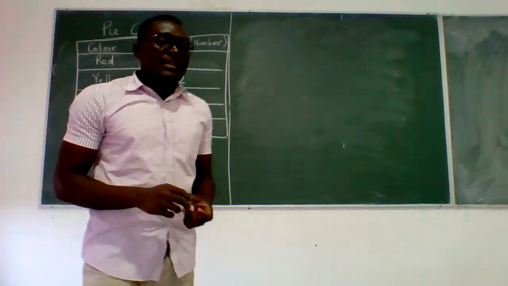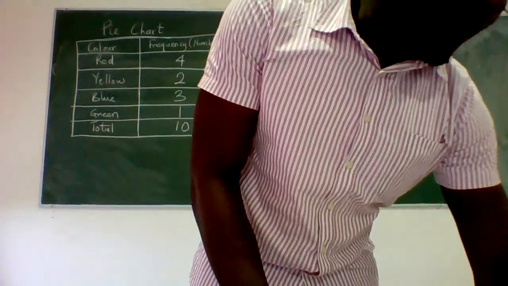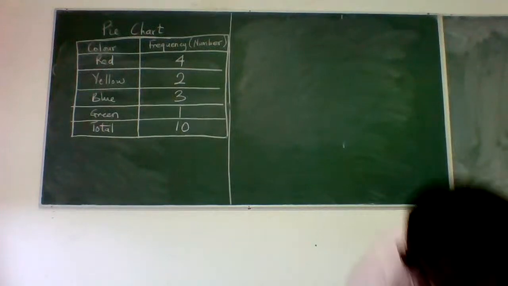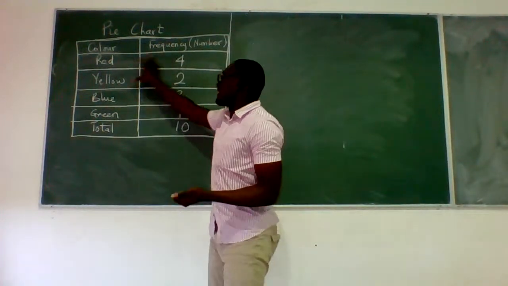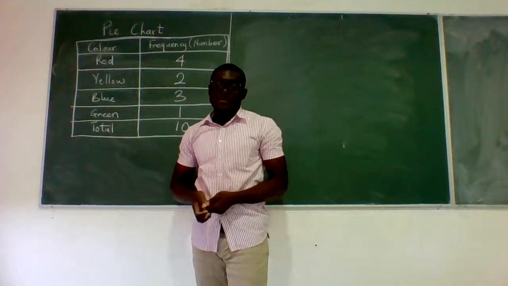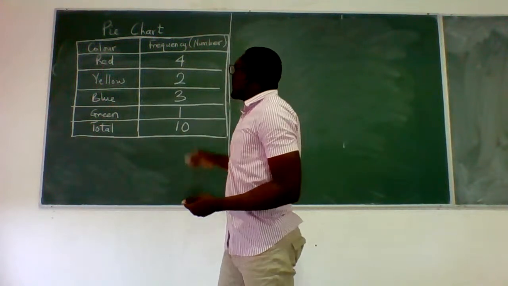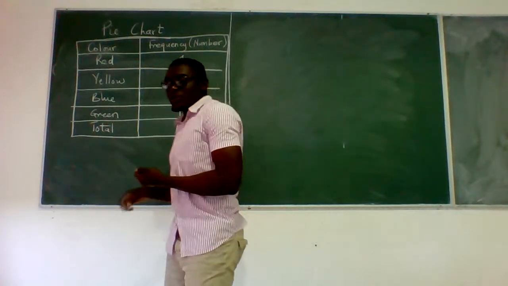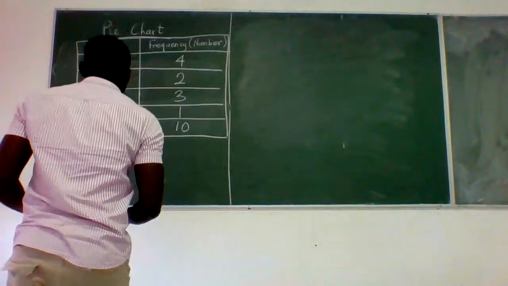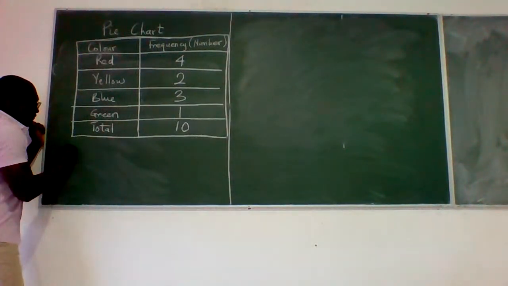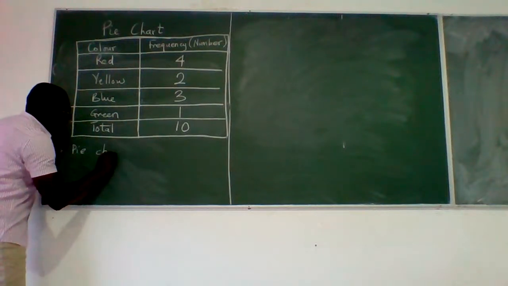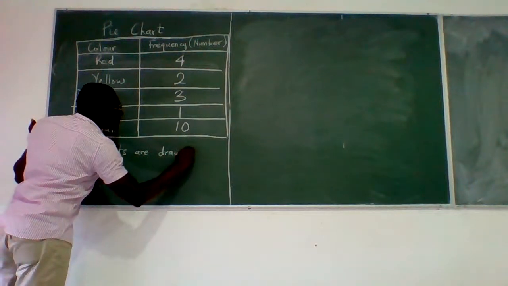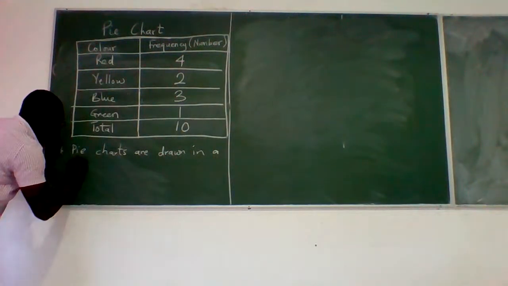So now the question is, if I want to put this thing in a picture form, how can I do it? Let's say we want to help those who do not really understand what is happening here. We want to put something in a picture form for them. So the pie chart is one of the ways that we represent these things in pictures. The first thing you must know is that a pie chart is always drawn in a circular form. So pie charts are drawn in a circular form.